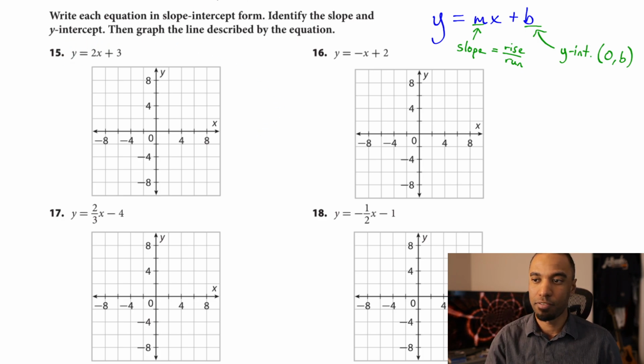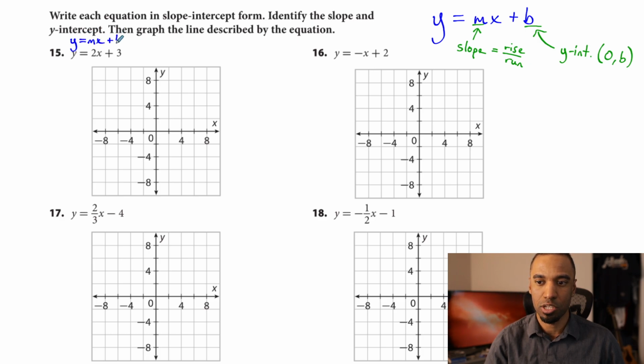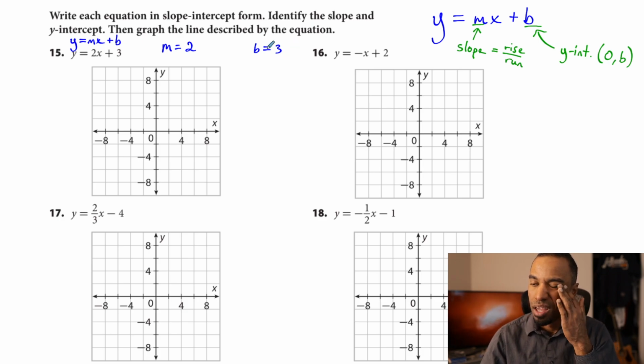So on number 15 here, I'll get started. Y equals 2x plus 3. This is in that slope-intercept form. I have y equals mx plus b, y equals 2x plus 3. The m is 2. I'll show you what I'm going to write with that in a second. And the b is 3. I'll show you what I'm going to write with that in a second.